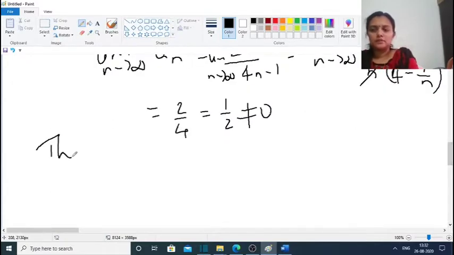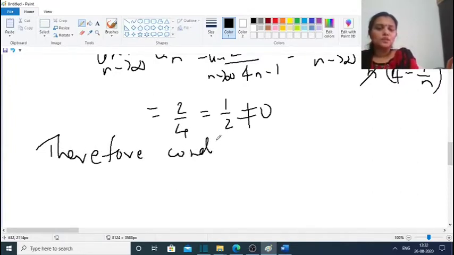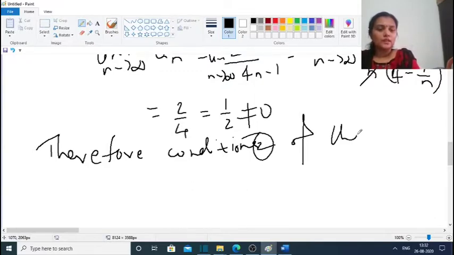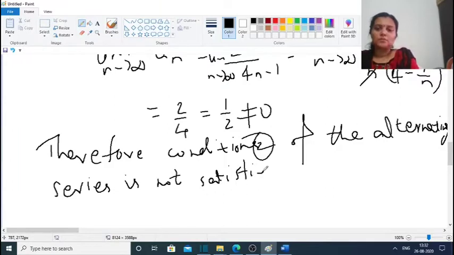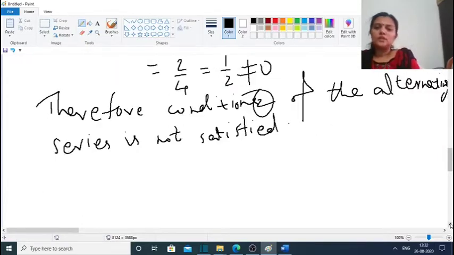Therefore, condition 2 of the alternating series test is not satisfied. അപ്പോൾ നമുക്ക് ഓൾട്ടർനേറ്റിംഗ് സീരീസ് വെച്ചിട്ട് കൺവേർജൻ്റ് ആണോ എന്ന് ചെക്ക് ചെയ്യാനേ പറ്റുള്ളൂ. കൺവേർജൻ്റ് അല്ല എന്ന് എഴുതണമെങ്കിൽ വേറെ ഏതെങ്കിലും ഒരു തിയറത്തിൻ്റെ സപ്പോർട്ടോടെ കൊടുക്കണം.